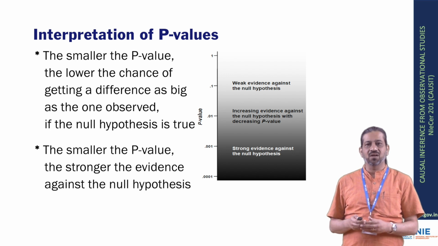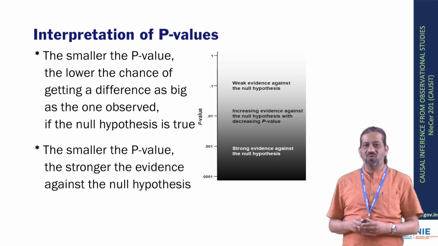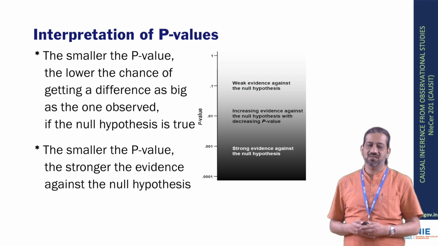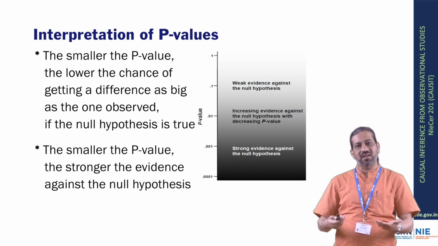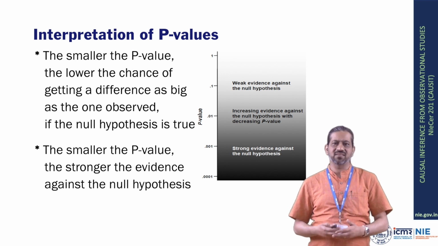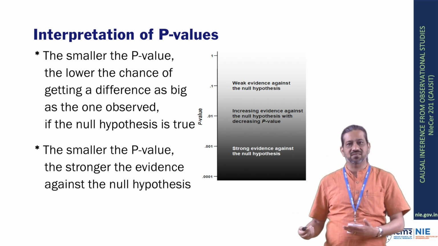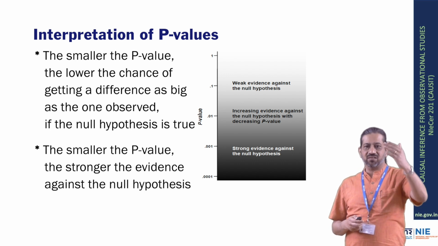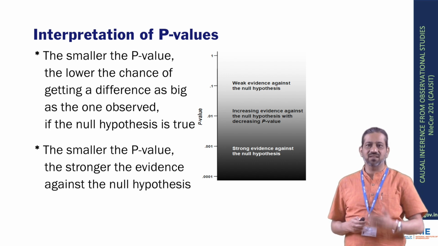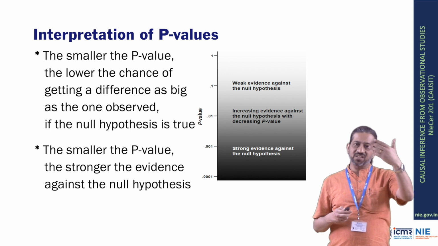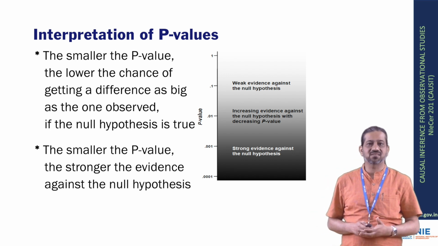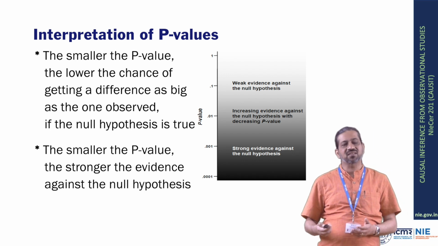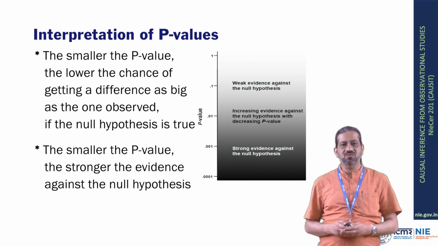And therefore, a smaller p-value provides stronger evidence against the null hypothesis, and a larger p-value provides weaker evidence against the null hypothesis. So as the p-value increases from 0 towards 1, there is decreasing evidence against the null hypothesis.